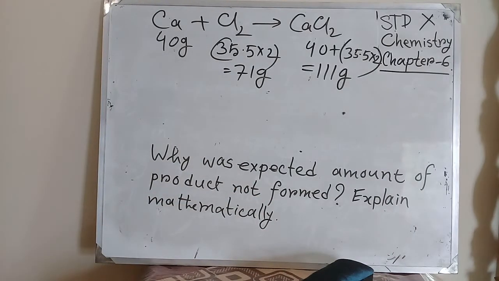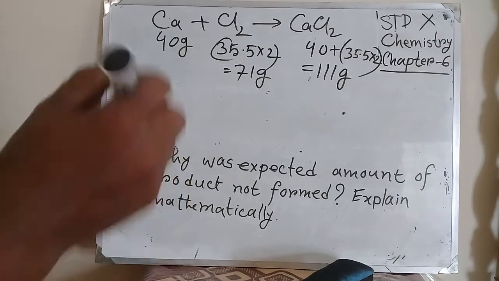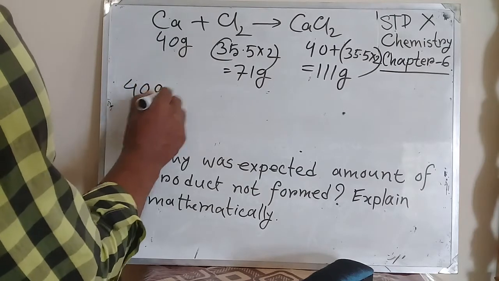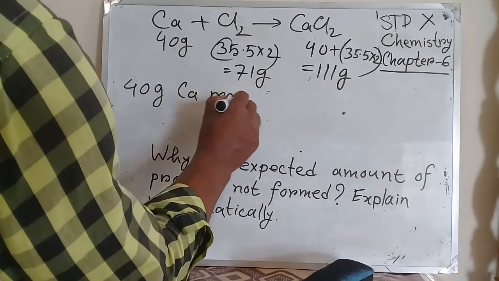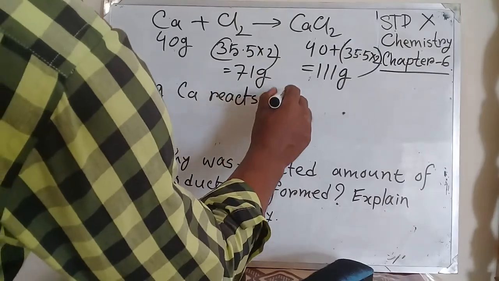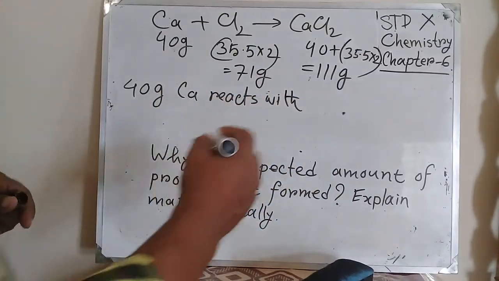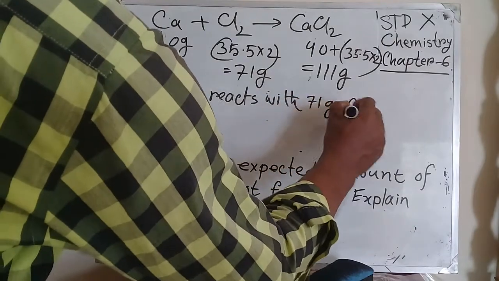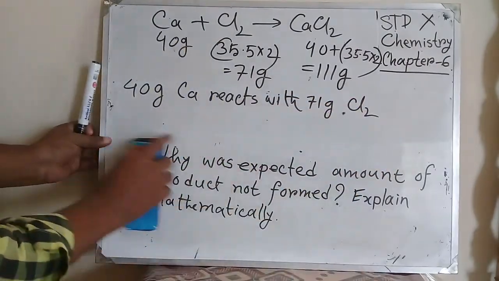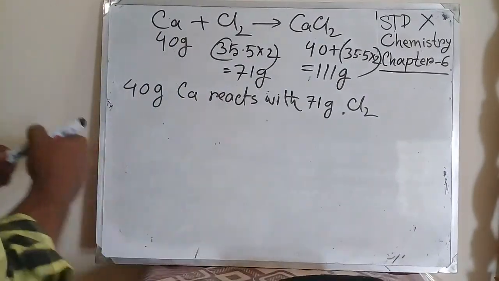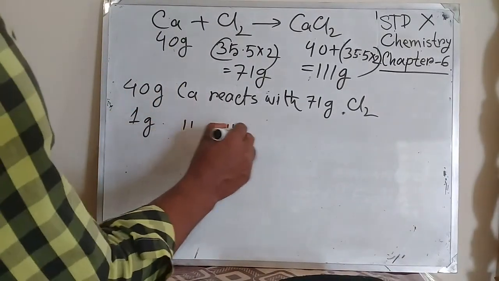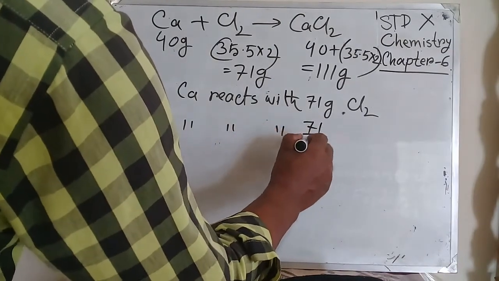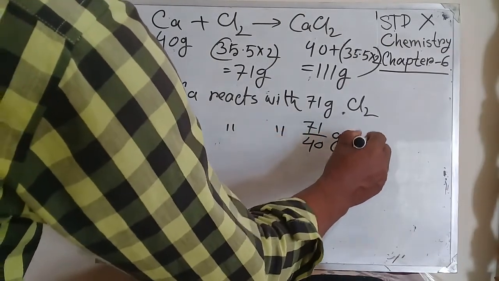For this one, here 71 gram chlorine reacts with 40 gram calcium. So we can write 40 gram calcium reacts with 71 gram chlorine. So 1 gram calcium reacts with 71 divided by 40 gram chlorine.